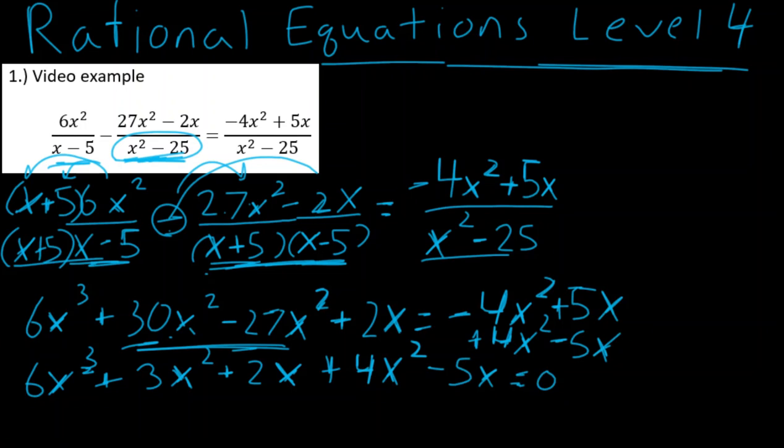Well, now let's go ahead and simplify this one step further. And we see here, let's see, we have another x squared that we can combine. So we'll have 6x cubed. And then what is 3x squared plus 4x squared? Well, of course, that would give us 7x squared. And we have a 2x minus 5x. So what is 2x minus 5x? Well, that would be negative 3x. And we're going to set this all equal to 0.